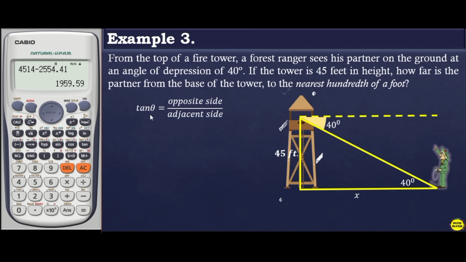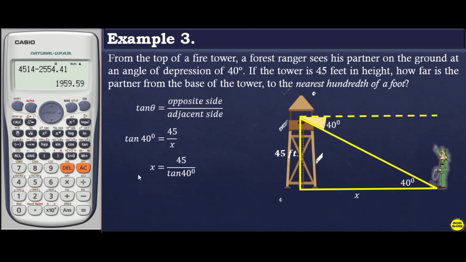Now, what is your tangent theta? What is your angle? That is 40 degrees. So, tangent 40 degrees is equal to what is your given na opposite side? 45. Your adjacent side is x. Okay, so now, by cross multiplication, we have x is equal to 45 over tangent 40 degrees.